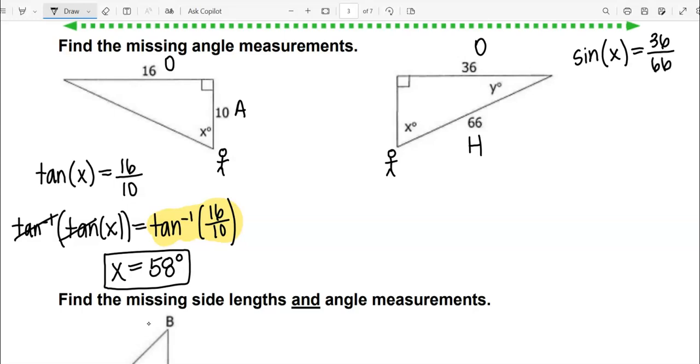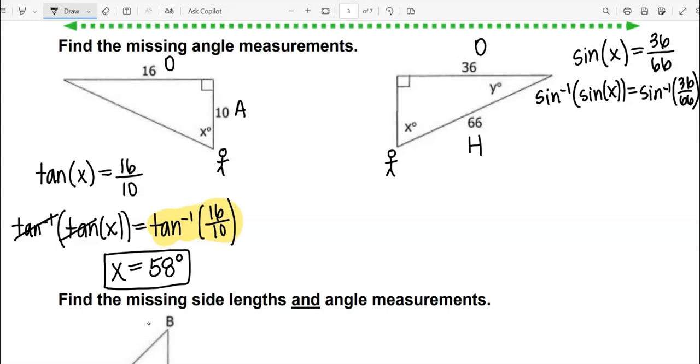And from there, how do I solve for x? Yes, let's call it inverse sine. So we've got to take the inverse sine of both sides. It does look like it's to the -1 power, but that's how we note our inverse functions. Sine inverse of sine of x on the left side equals, what you do to one side, you have to do to the other, so sine inverse of 36 over 66.